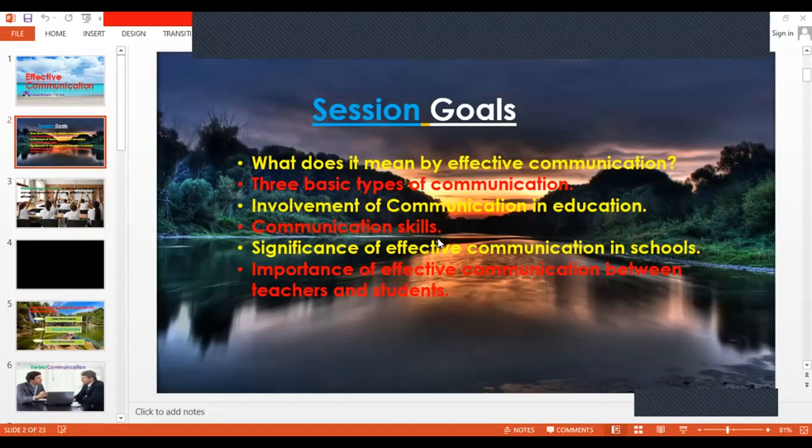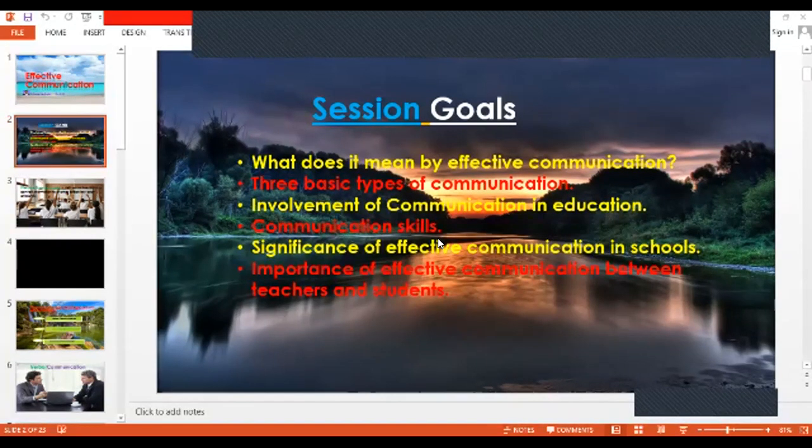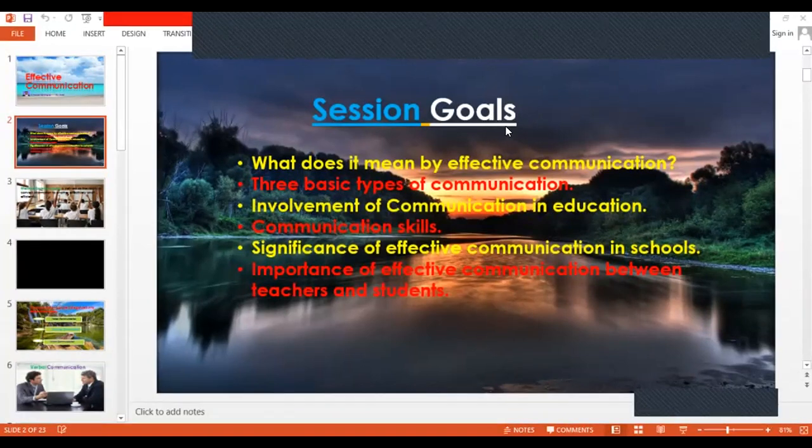Our fifth goal will be the significance of effective communication in schools. Our sixth goal will be the importance of effective communication between teachers and students. If there is no effective communication between teachers and students, of course, whatever we teach, students will not understand. They will not be able to catch our words.